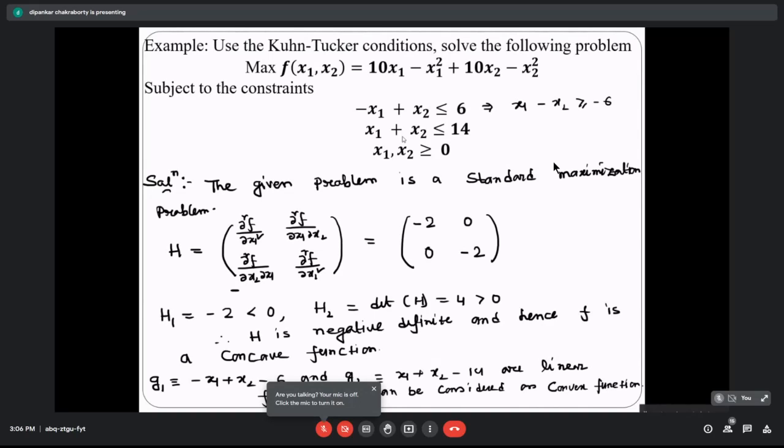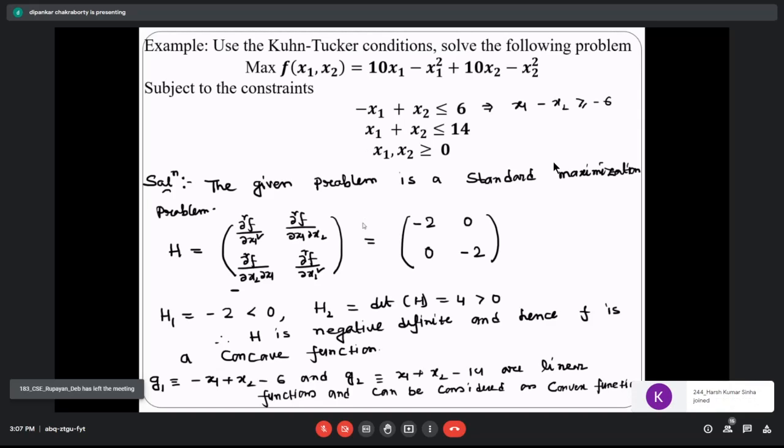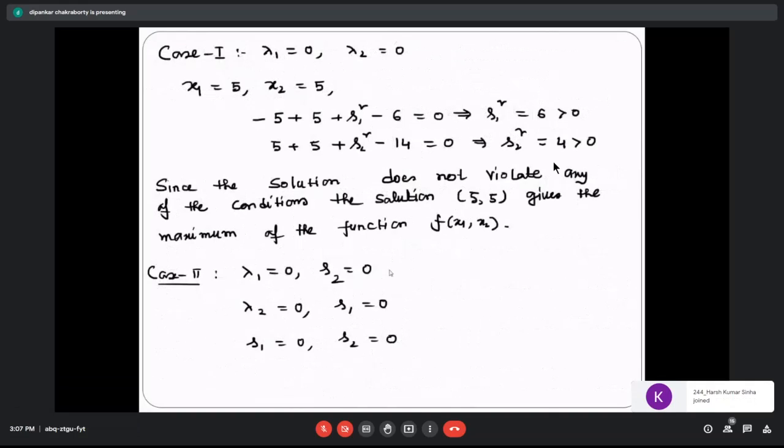You can see that in both the problem we are going to discuss and the problem discussed in the last class, the objective function is the same, I have just changed the constraints. So the importance of the constraints in solving the problem is very, very important. When we discussed the problem under the constraints minus x1 plus x2 less than equal to 6 and x1 plus x2 less than equal to 14, we got the solution in the first case when we considered lambda 1 equal to 0 and lambda 2 equal to 0.